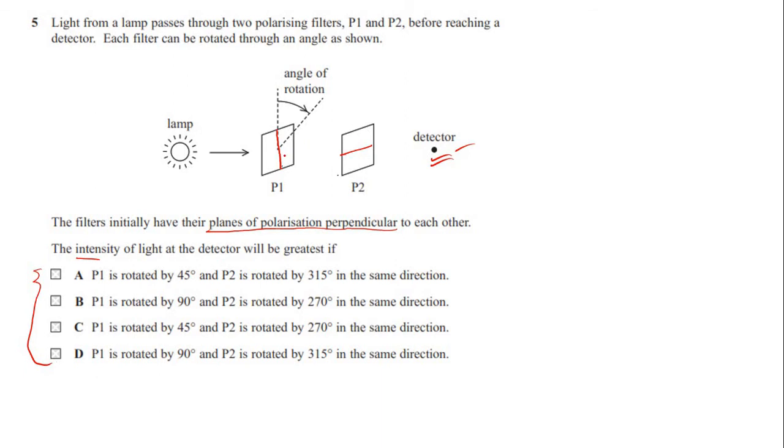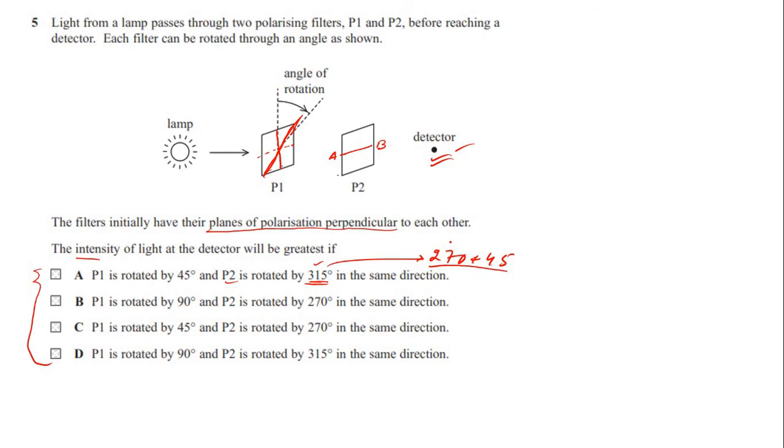Just visualize rotating P1 by 45 degrees, that means this vertical line rotates by 45 degrees. This is just a reference horizontal line. When you rotate, the plane of polarization will be at that angle, something like that. This is the new position of the plane of polarization, and next is 315. Let's call these two ends A and B for reference, and then you rotate P2 by 315. 315 is in fact 270 plus 45 degrees. Just to visualize, I am giving you that angle so that you can understand.